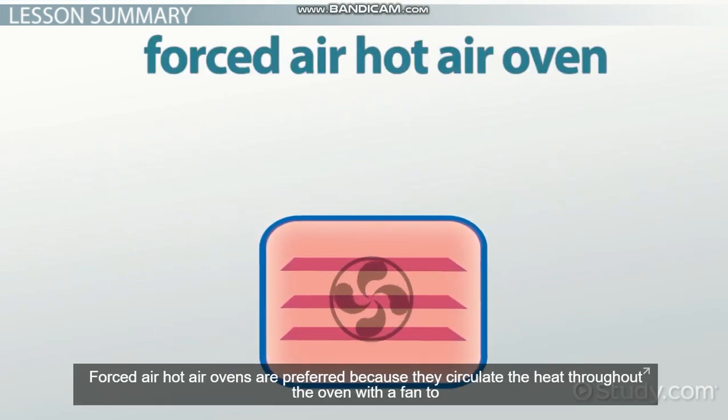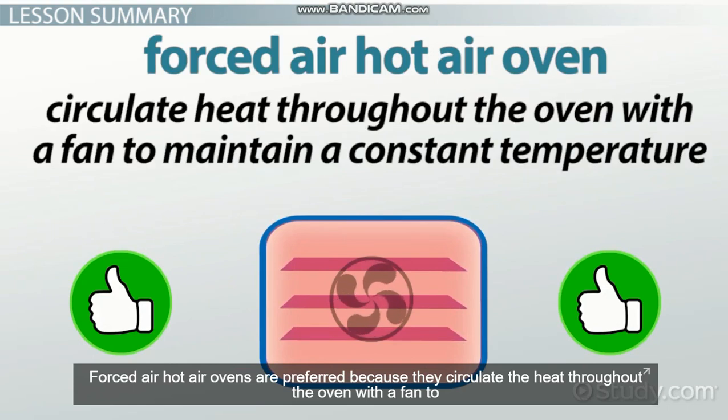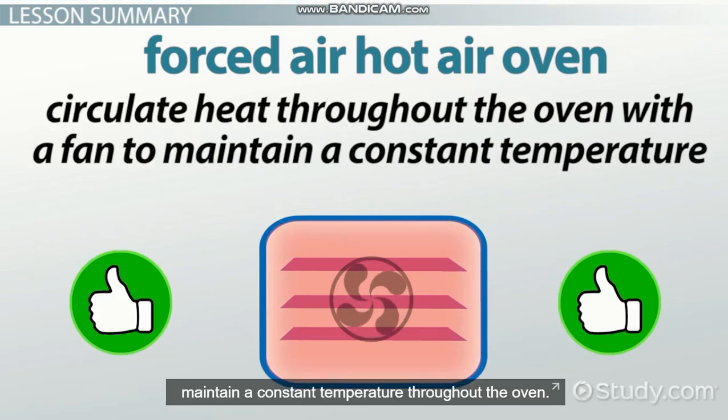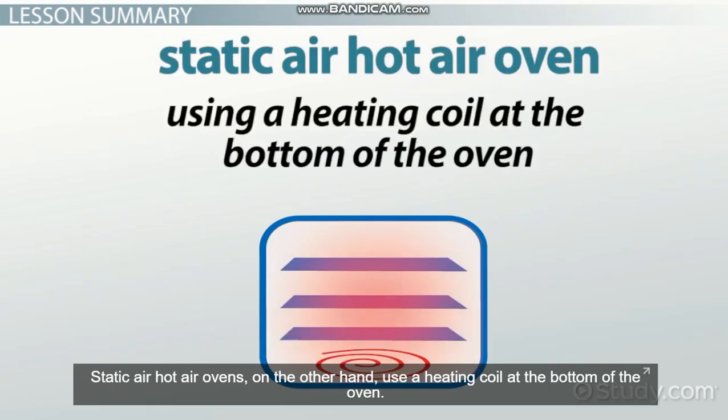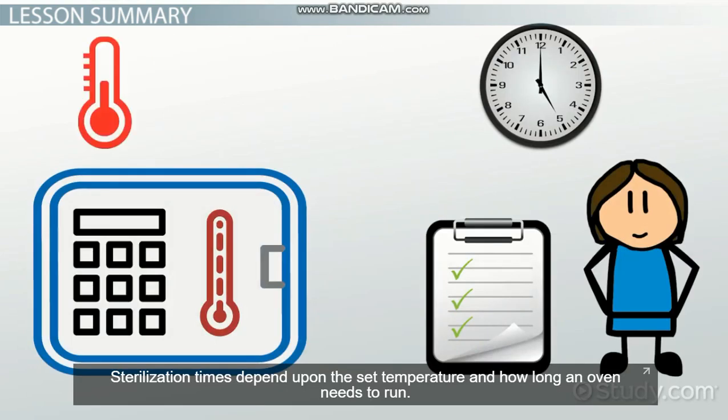Forced air hot air ovens are preferred because they circulate the heat throughout the oven with a fan to maintain a constant temperature throughout the oven. Static hot air ovens, on the other hand, use a heating coil at the bottom of the oven. Sterilization times depend upon the set temperature and how long an oven needs to run.